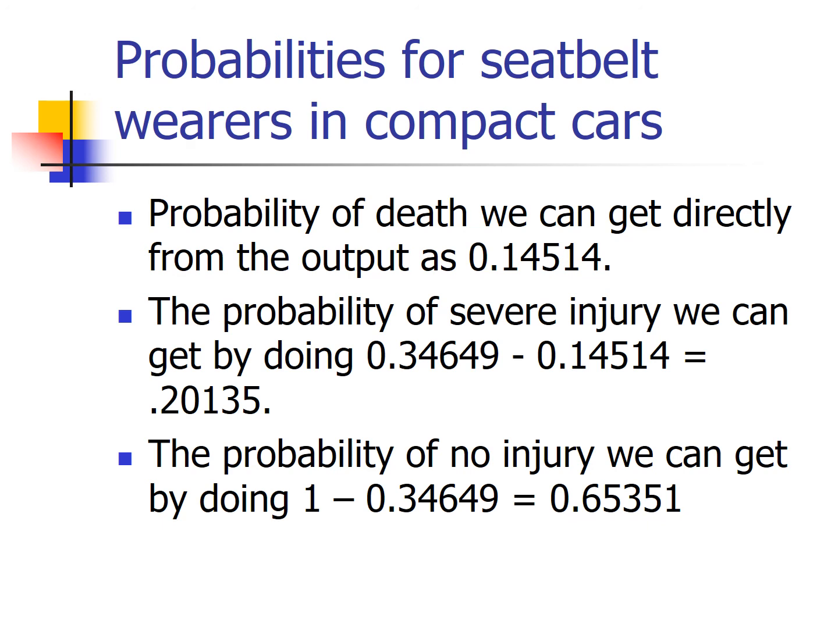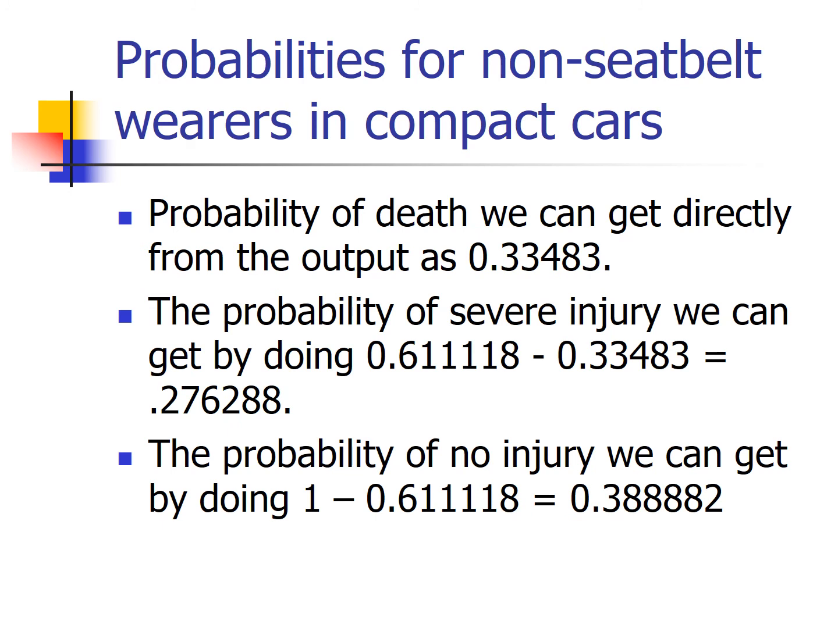If instead we want just the probability of severe injury, we do that 0.34 minus the 0.14, so we get about 0.20. And then finally, the probability of no injury is 1 minus the 0.34, right? It's 1 minus the probability of a severe injury or a death. So if it's not severe injury or death, the only outcome left over is no injury. So we get 0.65351.